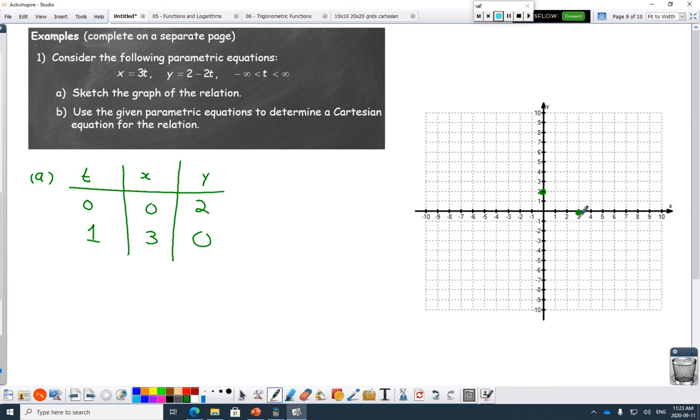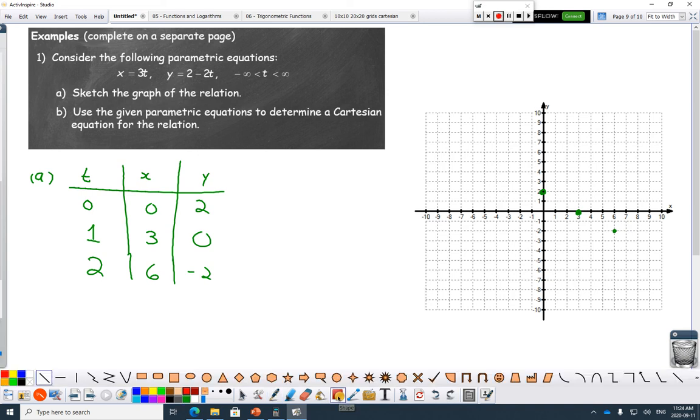Not convinced it's a line? Hey, it's a dummy variable. Put as many as you want in. Put a 2 in there, I get 6. And -2. By then, hopefully you're convinced. But if you need a couple more points, good. As many as you want.